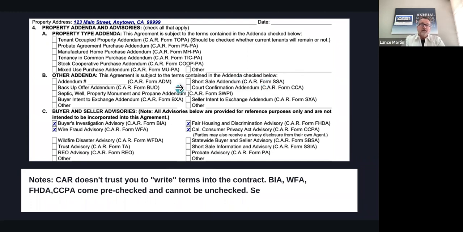Court confirmation addendum. Normally this applies when you're doing a probate, or maybe there's a divorce order or divorce decree that says, hey, this property is being sold pursuant to a court order.